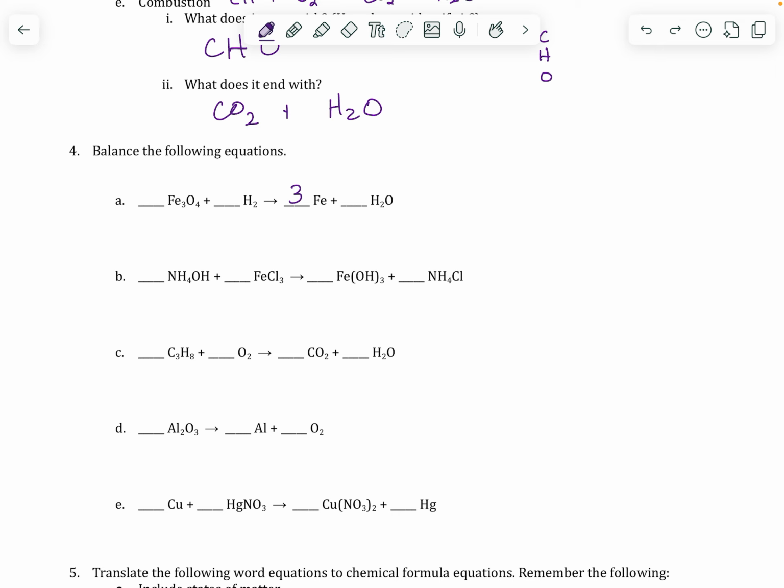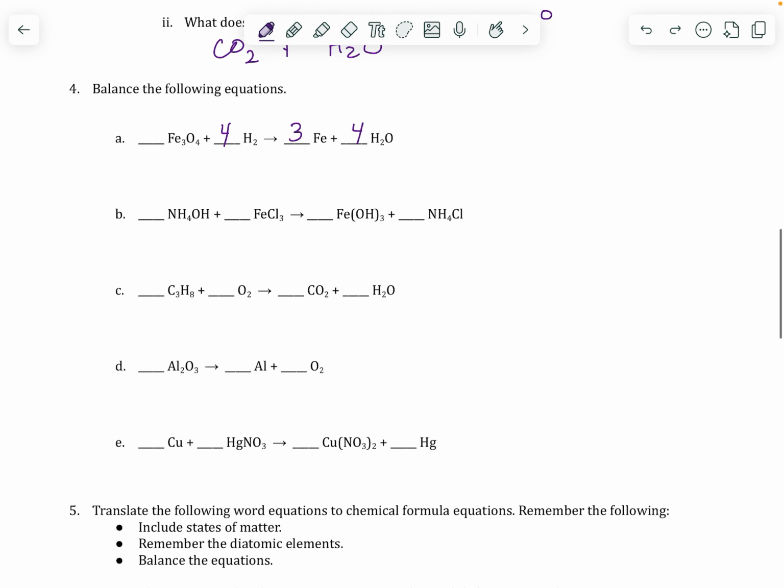We just don't write it. And so we have 3 there to get me 3 iron. I see there's oxygen here, so I'm going to put 4 oxygen on this side. 4 times 2 is going to give me 8 H's, so I'm going to end up with a 4 here as well. And then Fe3O4 can stand alone. So you can put a 1 there if you want. I will not be putting a 1 there.